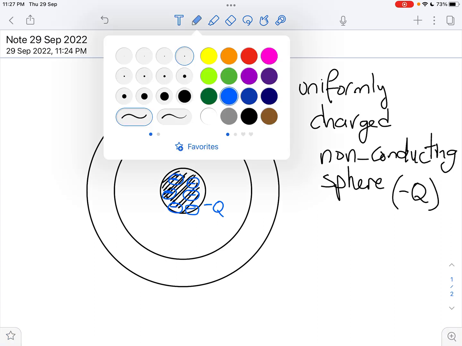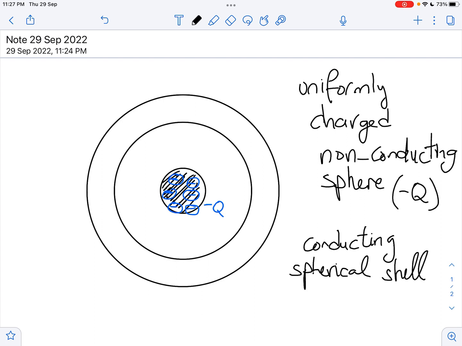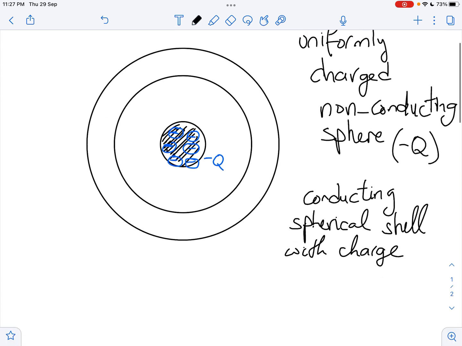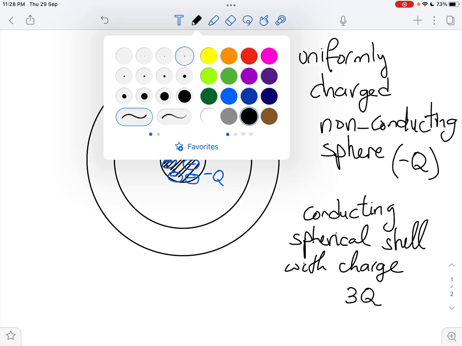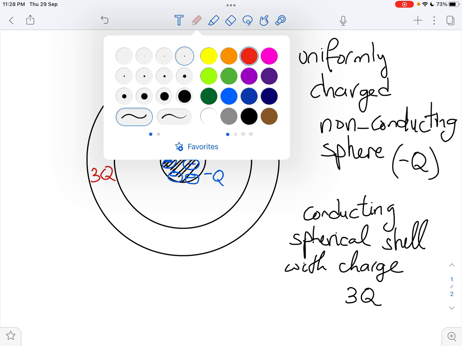And let's say the spherical shell is a conducting spherical shell. I have a conducting spherical shell, and let's give it some charge, for example, positive 3q. So I have 3q on that spherical shell.